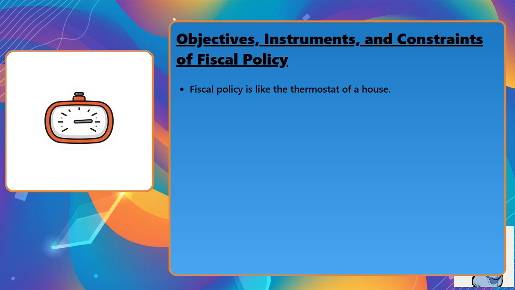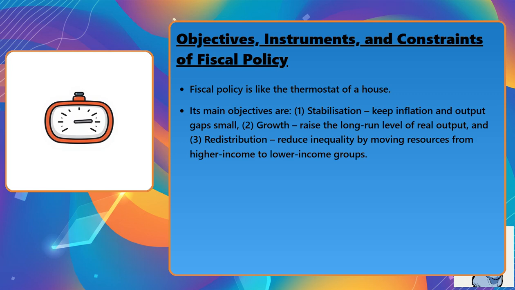Fiscal policy is like the thermostat of a house. Its main objectives are: 1. Stabilization, keep inflation and output gaps small. 2. Growth, raise the long-run level of real output. And 3. Redistribution, reduce inequality by moving resources from higher income to lower income groups.